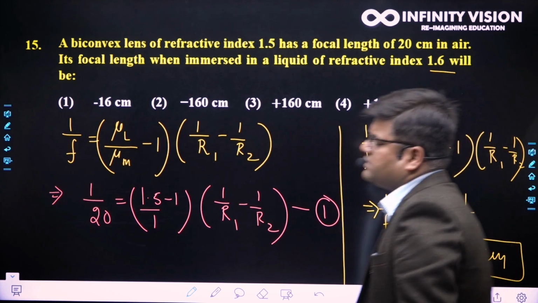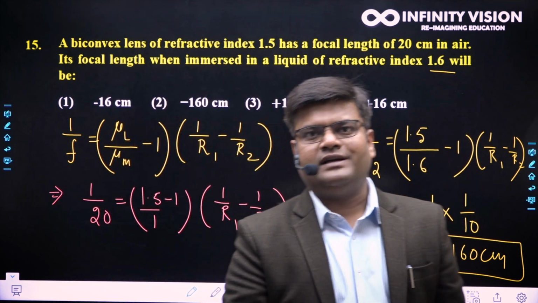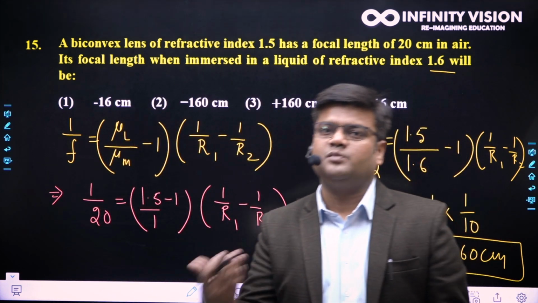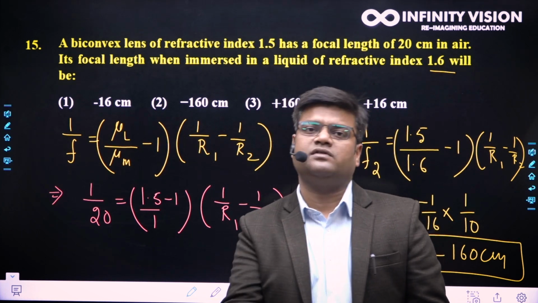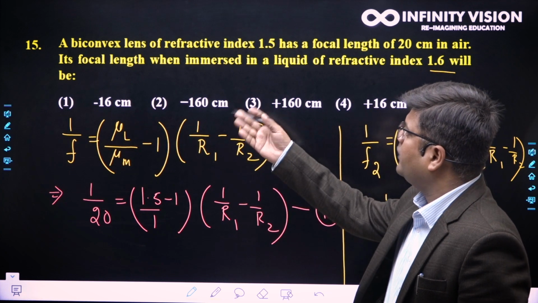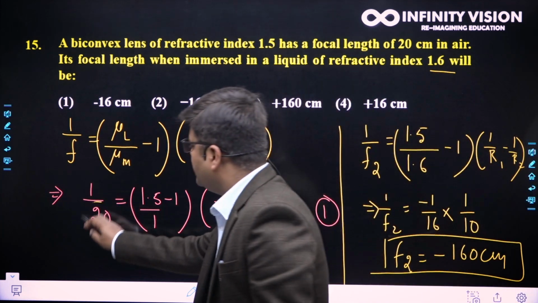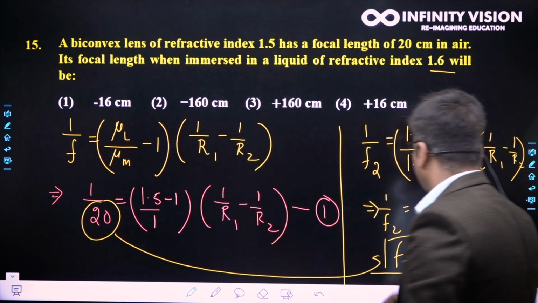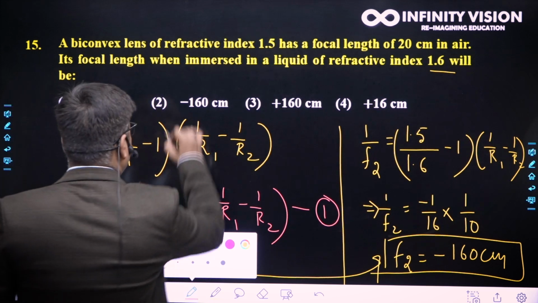So the focal length is negative. It's quite obvious because we are immersing the lens in a medium whose refractive index is greater than the refractive index of the lens material. So whenever the refractive index of the medium is greater than the lens material, the nature of the lens changes. The biconvex lens, which is a converging lens, will have focal length positive, but when immersed in a liquid, it will have focal length negative. It will become a diverging lens. So the correct option for this question is option number 2.